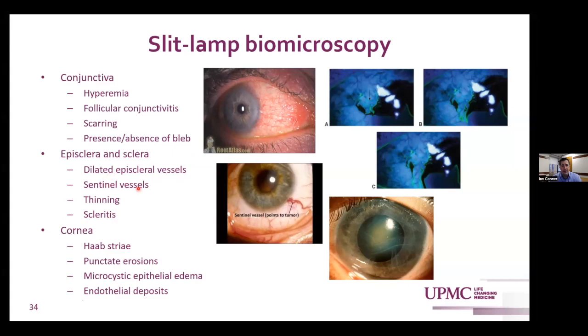The episclera, you want to look for dilated episcleral vessels, like this sentinel vessel that suggests a ciliary body melanoma or ciliary body tumor. Thinning of the sclera or evidence of scleritis, and scleritis is usually uncomfortable for the patient, so as you examine them and touch around their eyelid, they'll wince. Otherwise, sometimes it's not that impressive if it's a diffuse scleritis.